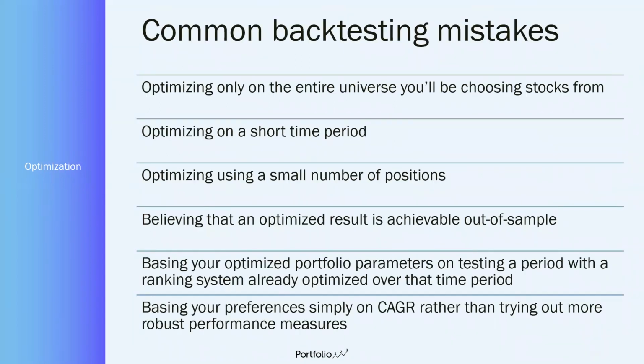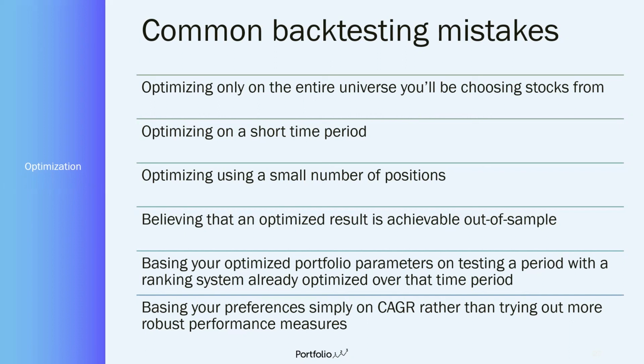Now, here are some common backtesting mistakes. Optimizing only on the entire universe you'll be choosing stocks from. Like I said, bootstrapping is pretty important. If you optimize on the entire universe that you're choosing stocks from, 1 or 2 tickers may make a huge difference, and you might not get as good out of sample results.